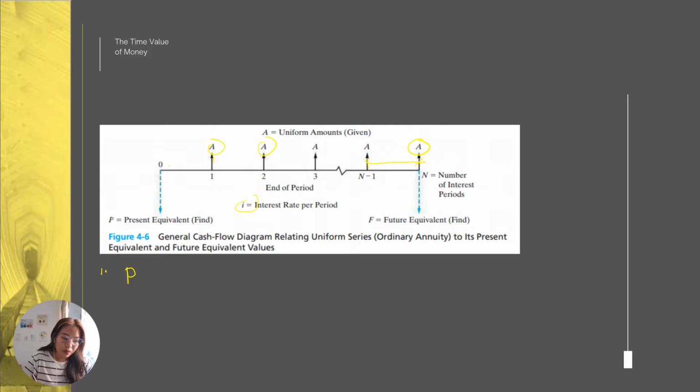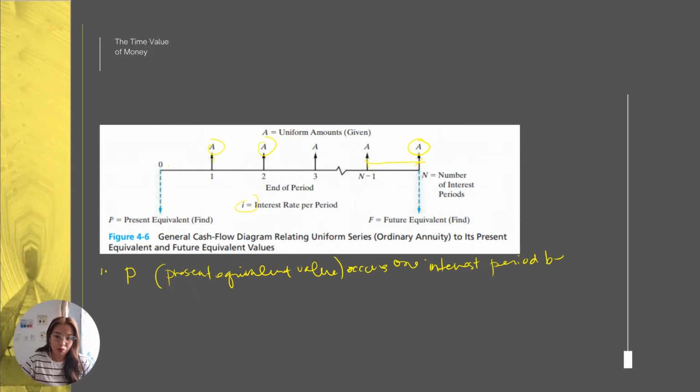number 1, P, this is the present equivalent value that occurs one interest period before the first A, the first uniform amount.